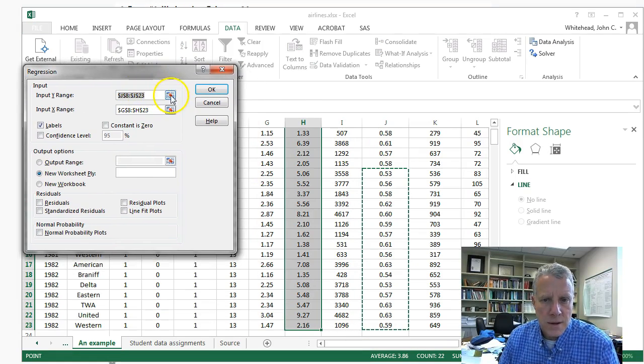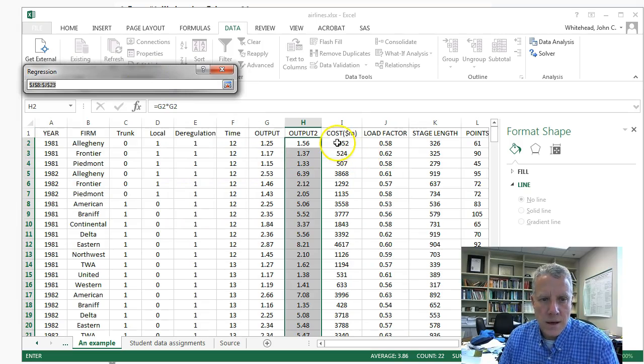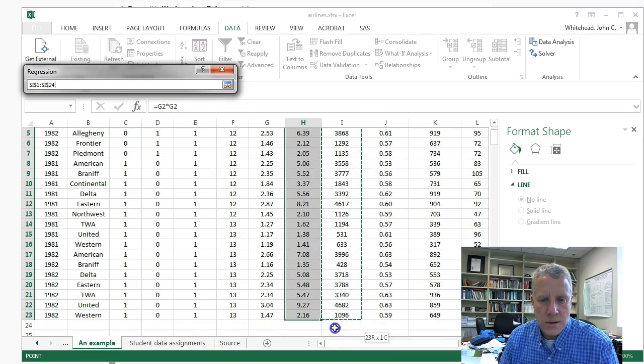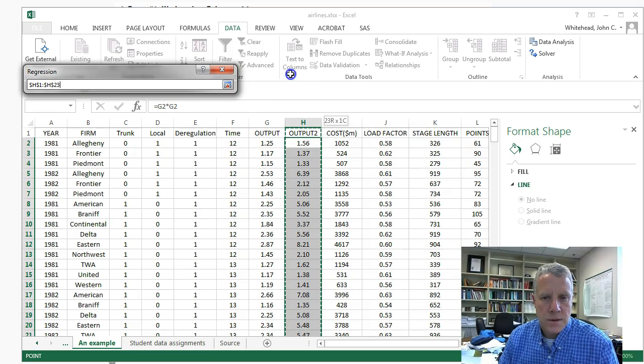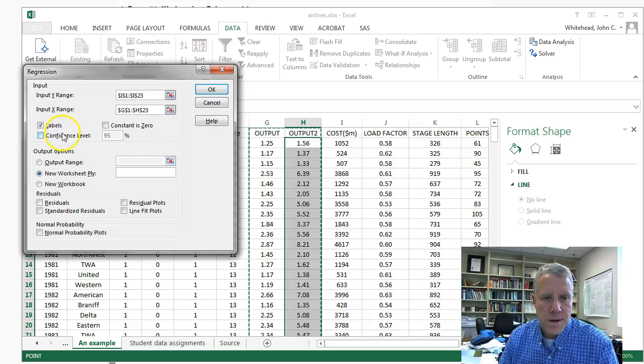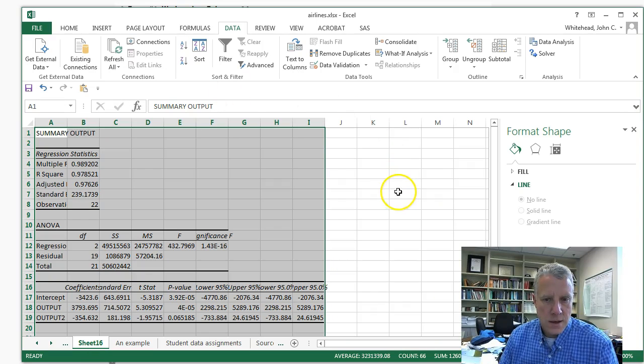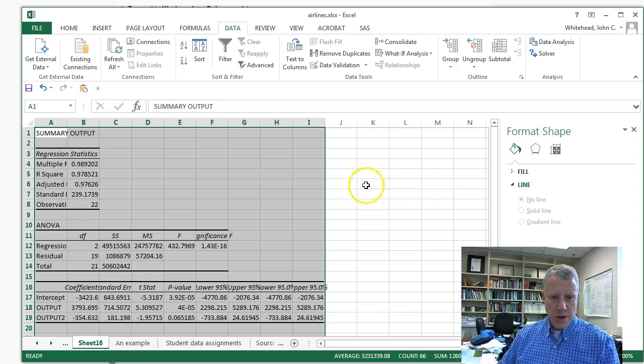What do I have in there? Let's get rid of that. So cost is I1 to I23, and then our X range is G and H. I've got labels. Just click OK. And so here is the summary output.